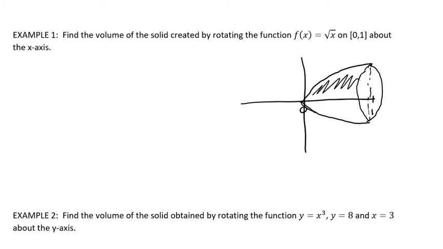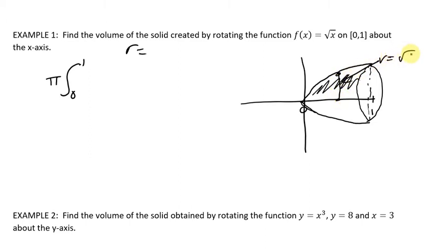Now, so our volume is going to be from 0 to 1, and don't forget the pi, and then the radius squared. The radius is from here to here. At any point, this is my radius. Well, that equals the square root of x.